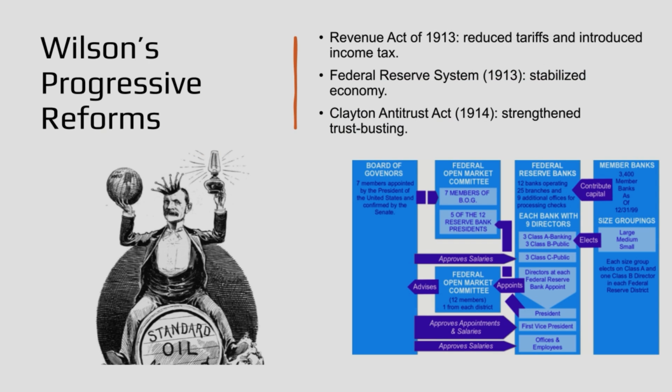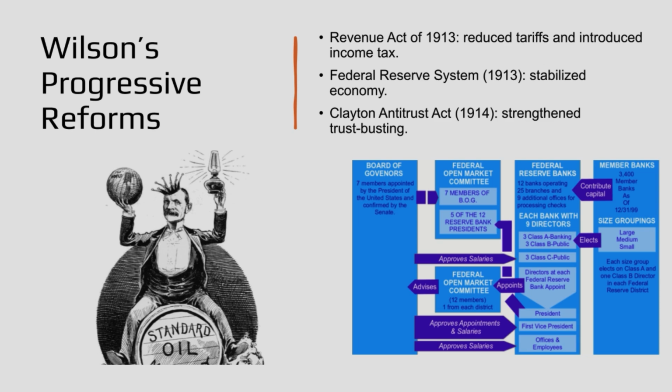Wilson wasted no time pushing through reforms. The Revenue Act of 1913 lowered tariffs, but introduced an income tax to make up for lost revenue. He also created the Federal Reserve System, stabilizing the nation's economy, and strengthened antitrust laws with the Clayton Antitrust Act. These reforms reshaped the economic landscape and solidified Wilson's reputation as a progressive leader.